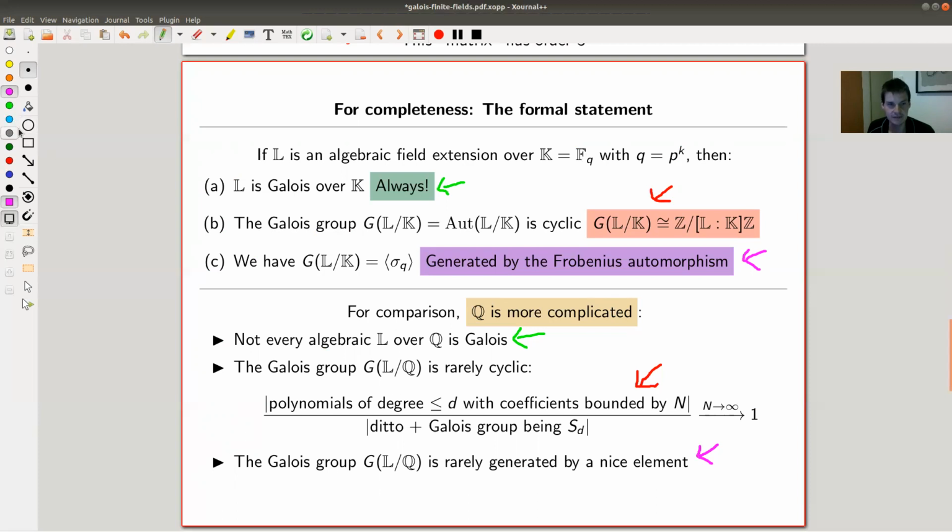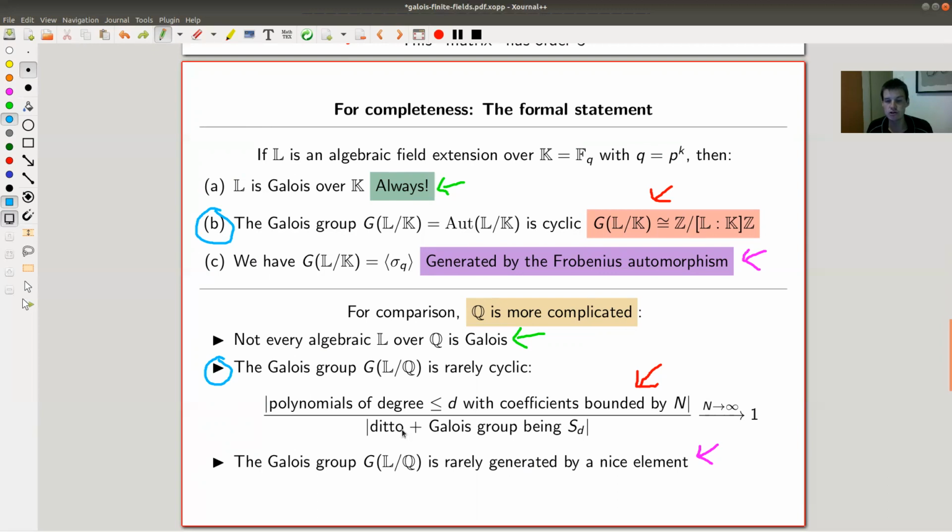So let me just go to the second point, point B here. Over a finite field, Galois extensions are always cyclic. Over Q, Galois extensions are rarely cyclic in a very, very strict sense. Namely, if you just take polynomials of degree at most D, that's, of course, an infinite number. So you also want to bound your coefficients. So let's say the coefficients are reasonably bounded by n in a reasonable sense. So let's say you take integer coefficients or something like that, right? Then you can bound your coefficients by n.